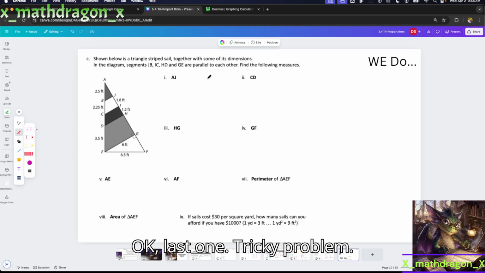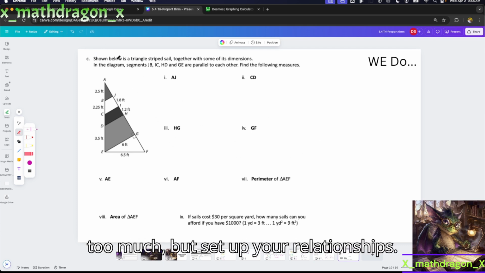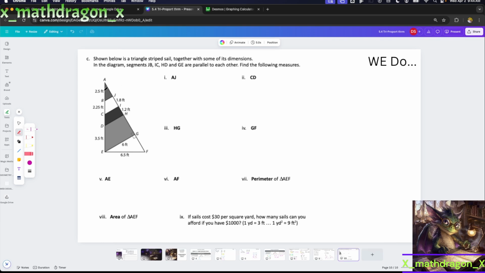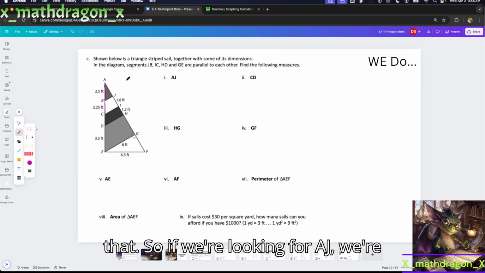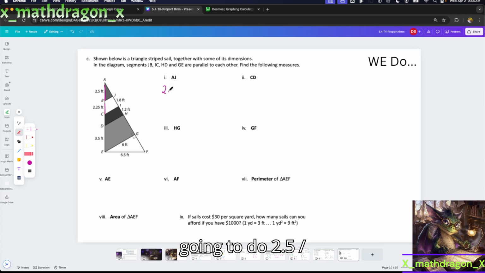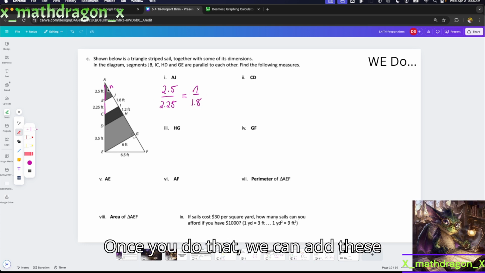Okay, last one. Tricky problem. Work through it. Don't stress too much, but set up your relationships. So we know, start with this over that. So if we're looking for AJ, we're going to do 2.5 over 2.25 equals n over 1.8. Solve that out. Once you do that, we can add these together.